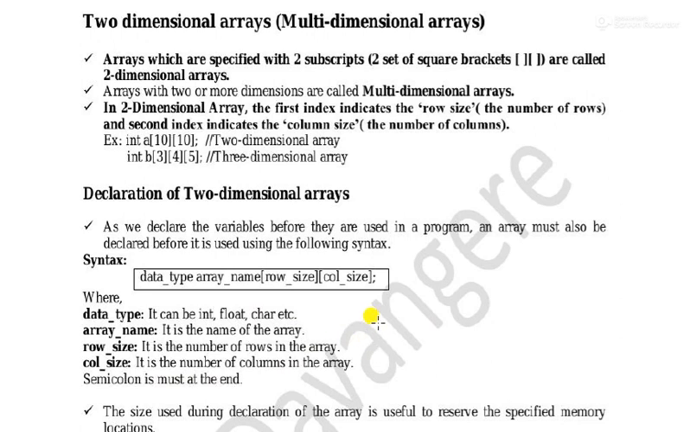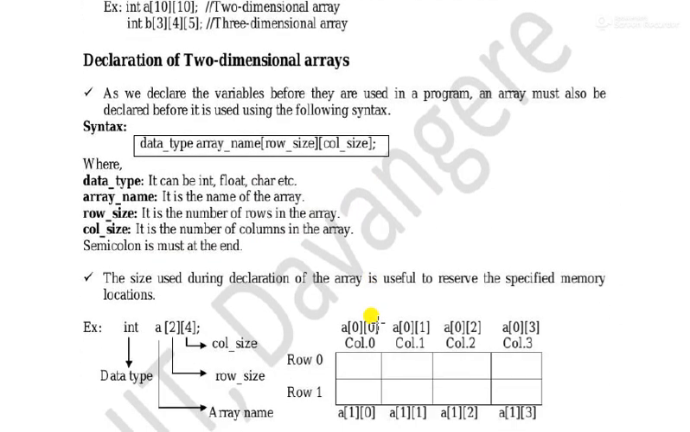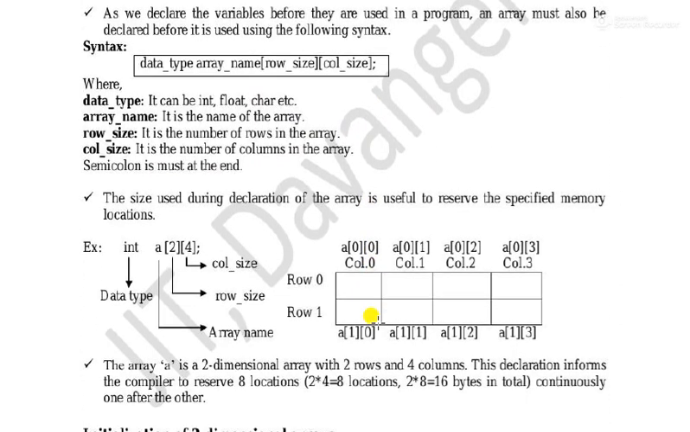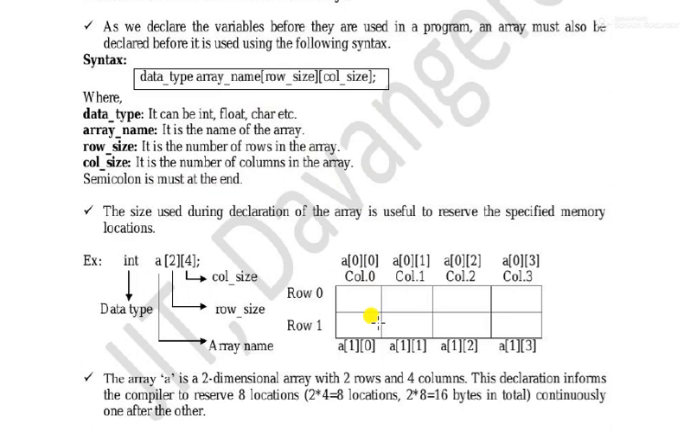This one we went with semicolon. This one is an example to see how the data and the memory will be allocated when you declare a two-dimensional array. The size used during declaration of an array is usually reserved for the specified memory locations. So, example: int a[2][4].